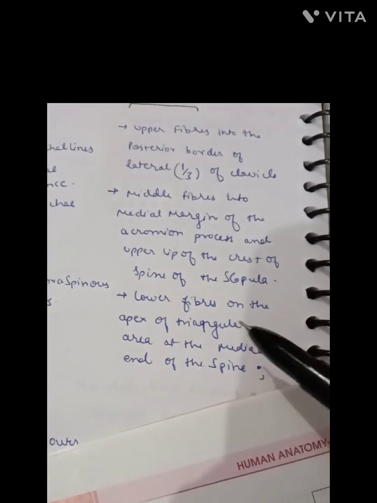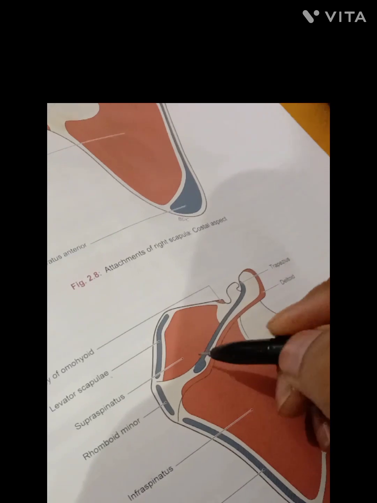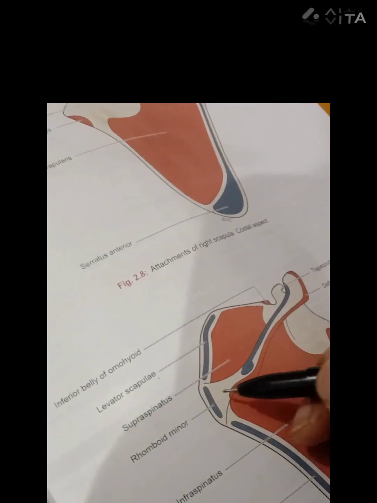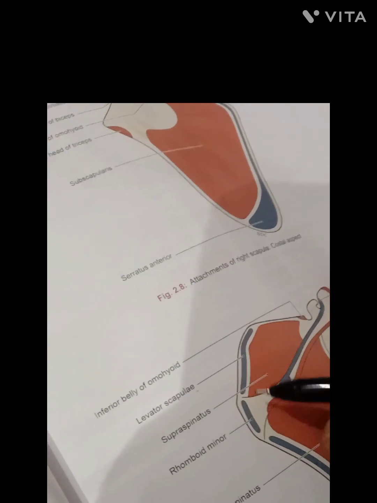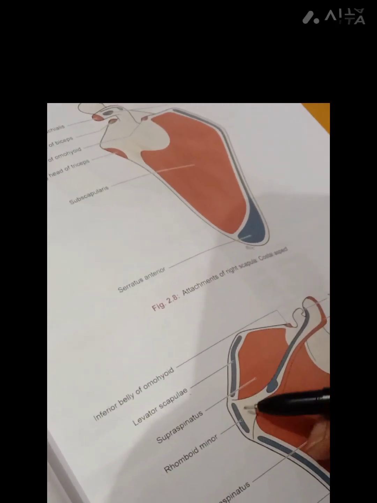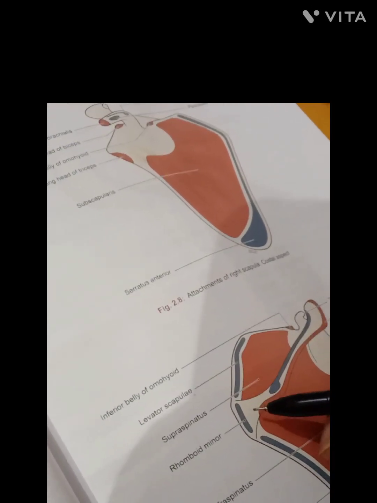और लोअर फाइबर्स on the apex of triangular area at the medial end of the spine. So this is the apex. So here is also a lower fiber of trapezius which is attached to it. Nerve supply: branches from the C3 and C4 proprioceptive nerves.